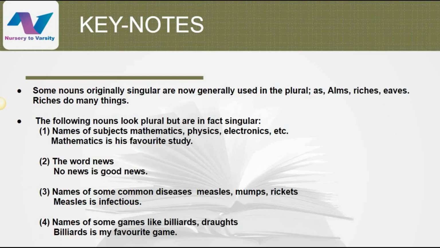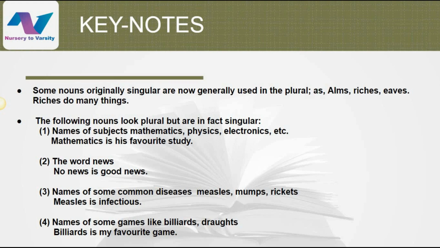Now, moving on, some nouns are originally singular but generally used as plural, like alms, riches, eaves. These are nouns that are simply singular but generally used as plural. As you can see in the example, riches do many things. According to the grammar rule, we use does with a singular noun, but here we are using do because they are generally referred to as plural.